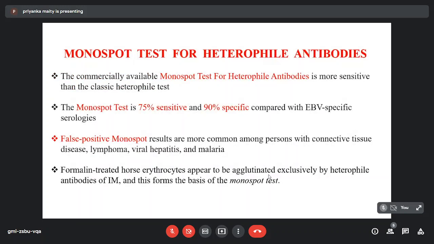Monospot test for heterophile antibodies. The commercially available monospot test for heterophile antibodies is more sensitive than the classic heterophile test. The monospot test is 75% sensitive and 90% specific compared with EBV-specific serologies. False positive monospot results are more common among patients with connective tissue disease, lymphoma, viral hepatitis, and malaria. Formalin-treated horse erythrocytes appear to be agglutinated exclusively by heterophile antibodies of IM, and this forms the basis of the monospot test.